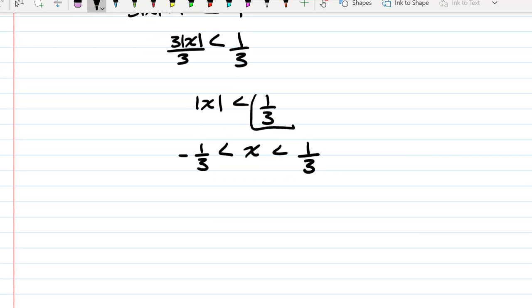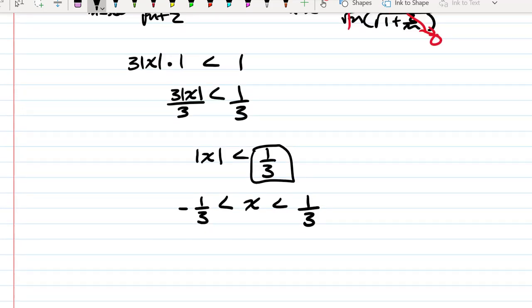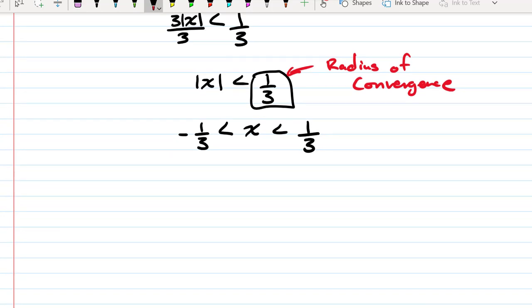So this right here is our radius of convergence. So our radius of convergence is 1/3. And now we need to check our endpoints.